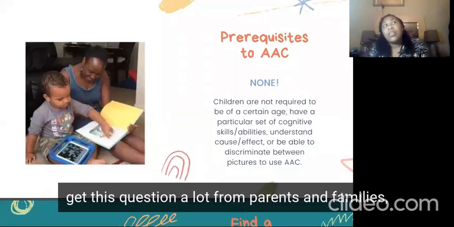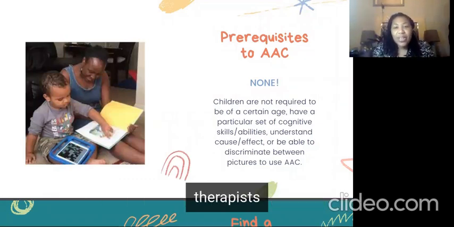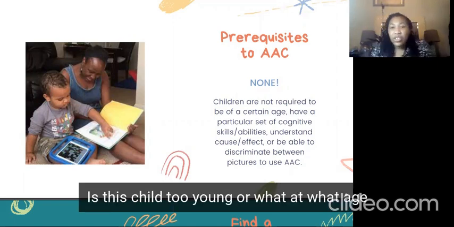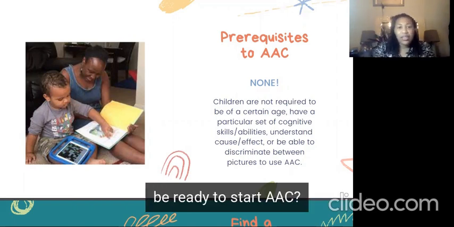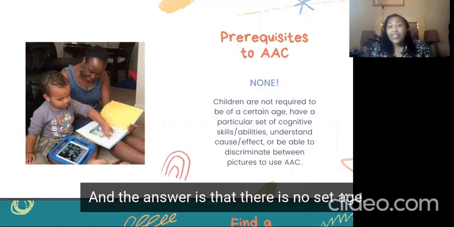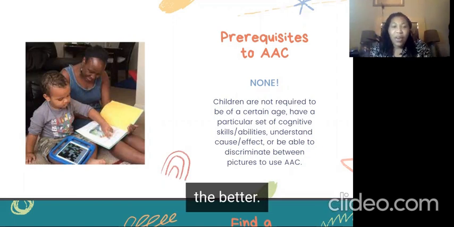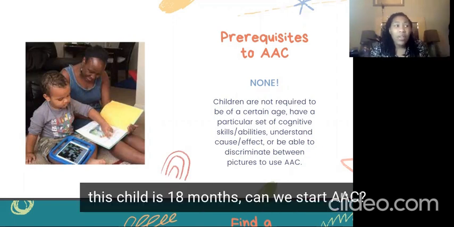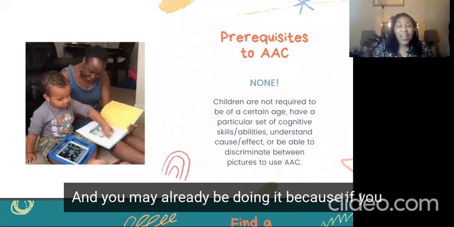So what are the prerequisites to AAC? I get this question a lot from parents and families, but also from other speech therapists and school staff and teachers. Is this child too young, or at what age should a child be ready to start AAC? And the answer is that there is no set age. The earlier, the better. I always push for it. If they're like, oh, this child is 18 months, can we start AAC? Yes, please do.